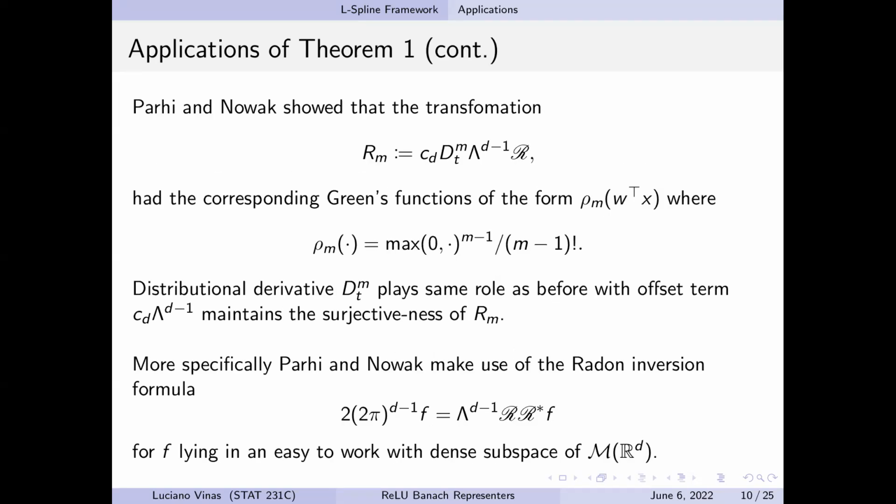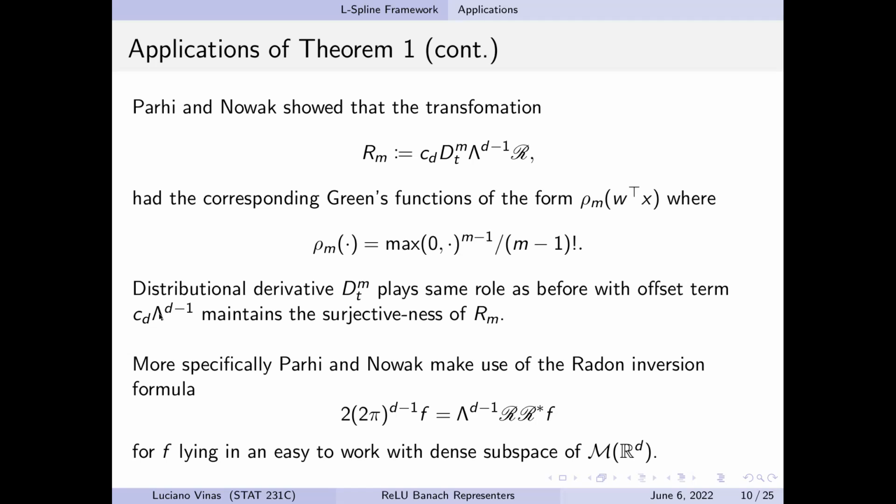So this is something that Parhi and Nowak showed, where they consider the following transformation. So starting from the right to the left, you have this radon transform. You have this kind of ramp filter that we'll go into more, that just kind of maintains the surjectiveness of this whole transform. And then lastly, we have those distributional derivatives. And those distributional derivatives are going to give us that kind of ReLU activation that we want there, right? The only change now is that with this radon transform, we're not applying just on x, but rather this W transpose of x, right? Where W transpose is left to be determined.